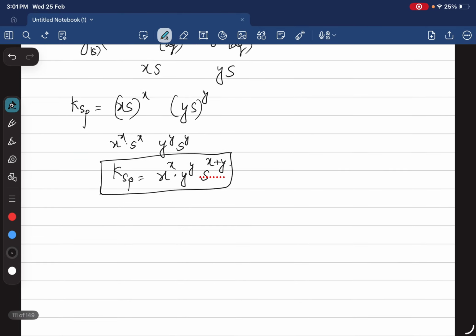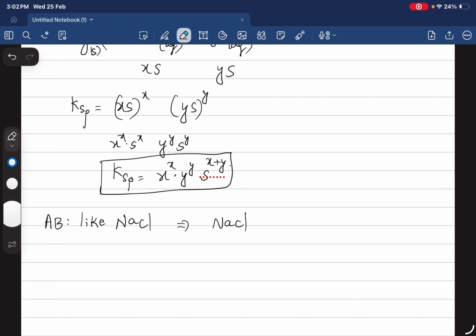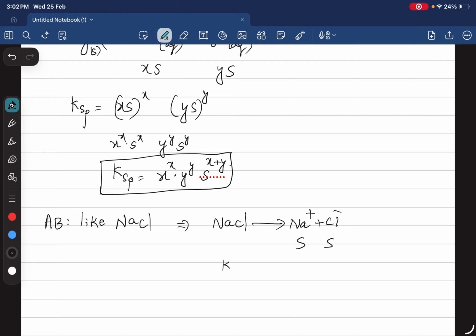Suppose you take the example of an AB electrolyte like NaCl. What can you write? NaCl splits into Na+ and Cl-. So here S, here S. Generally sparingly soluble salts are given. Here nothing else is there, so S to the power 1 into S to the power 1, which can be written as S square.